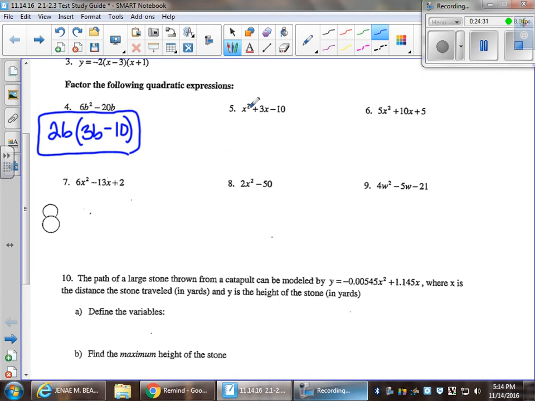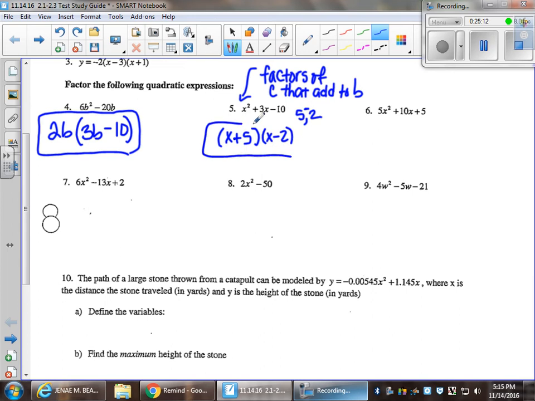Number 5, A is 1. So right away I know I will look for factors of C that add to B, because A is 1. So for negative 10, I first think of 5 and 2. C is negative, so one of these has to be negative, which is in my favor, because I need the 2 to be negative, so that when I add these, I get 5 minus 2 is 3. So x plus 5, x minus 2, and I'm done.